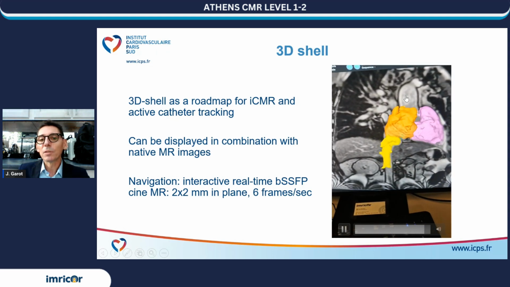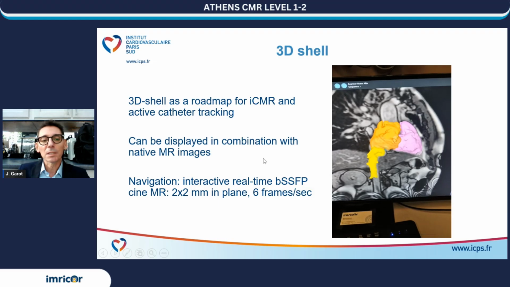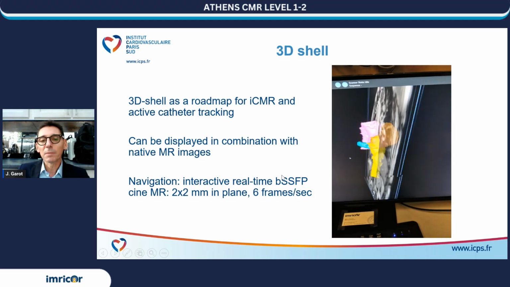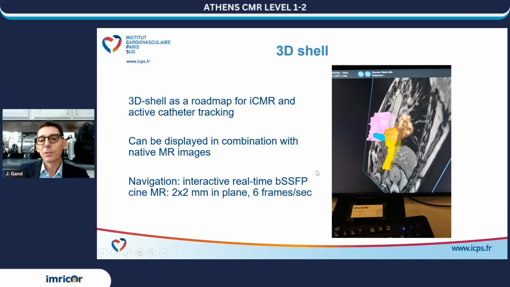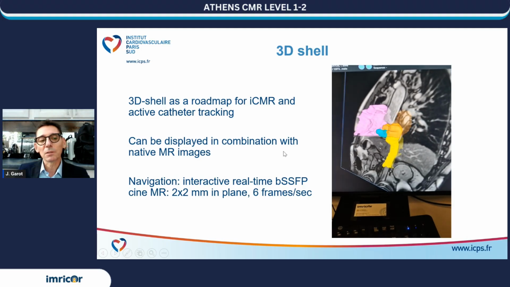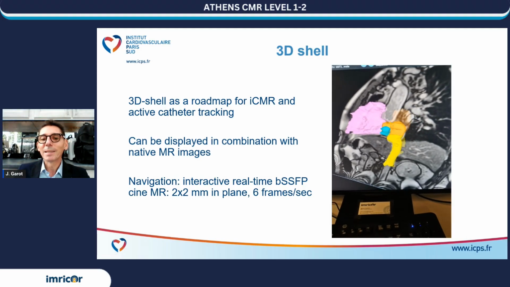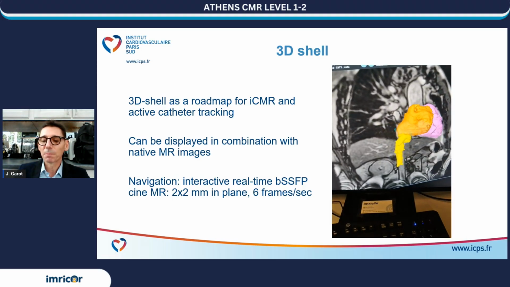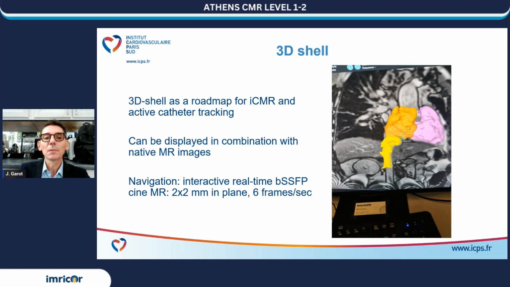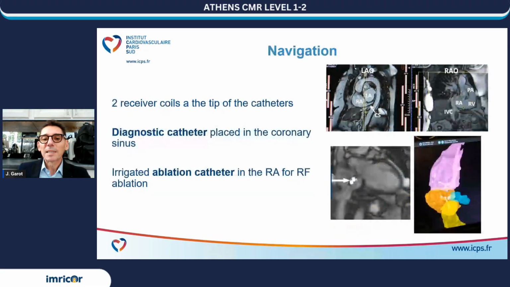For the navigation, the MR images are interactive real-time SSFP images, and you see that the in-plane resolution is 2 by 2 millimeters, and it allows 6 frames per second. As I told you, the receiver coils are here at the tip of the catheter. You can nicely see the receiver coils here on this image.